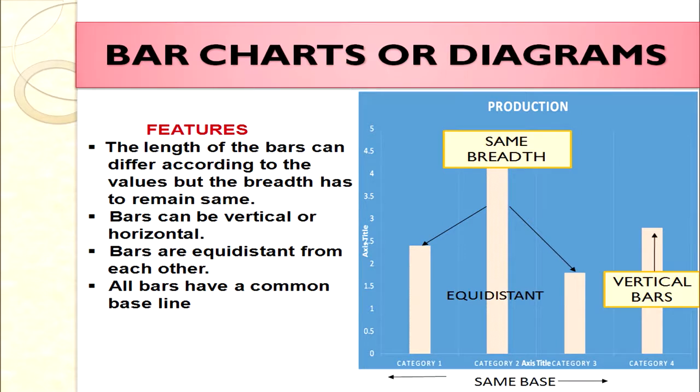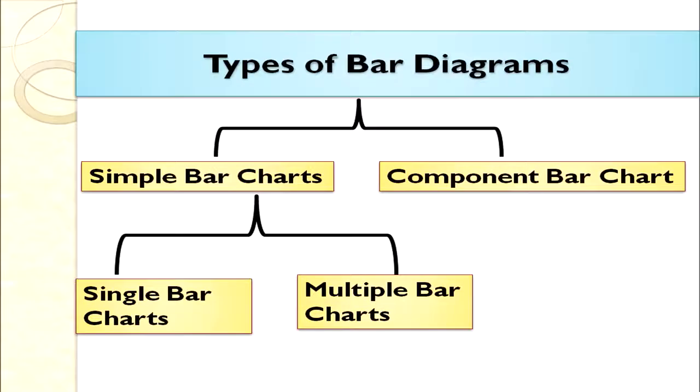Now, the next key feature: bars are equidistant from each other. As you can see, the distances between the bars are equal. Now, the most important feature: all bars have a common base line. So, here we have learned about the key features of the bar diagrams. Now, we can discuss different types of bar diagrams. There are mainly two different types of bar diagrams. One is the simple bar chart, the other is the component bar chart.